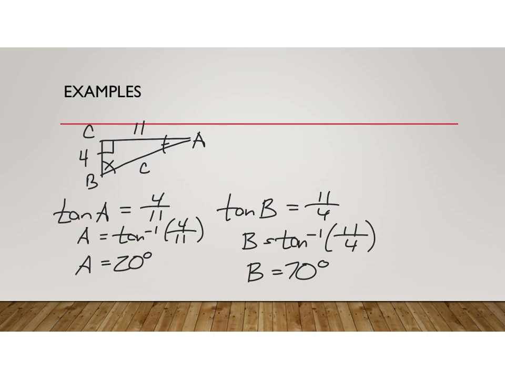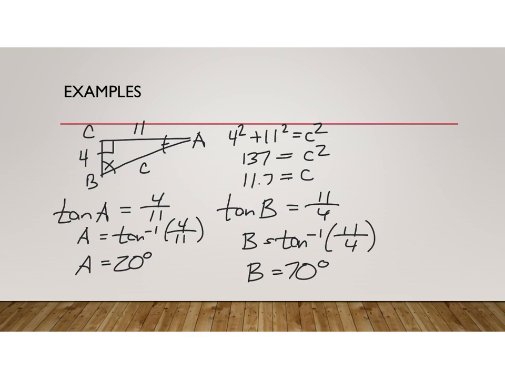Okay, how would you get the hypotenuse? Again, you could use Pythagorean theorem, 4 squared plus 11 squared, c squared. So 4 squared plus 11 squared, 16 plus 121 is 137. So the square root of 137 would be c, which is about 11.7. That'd be the most reasonable way of finding that.